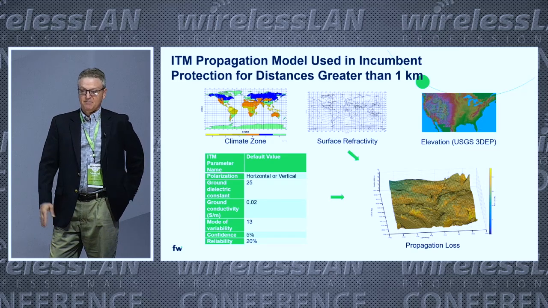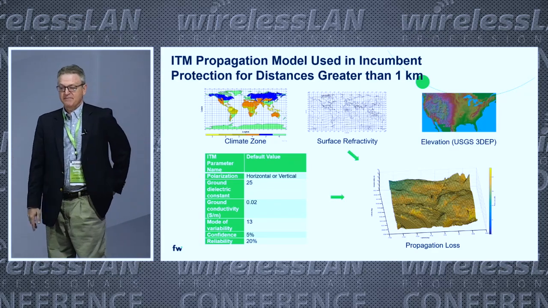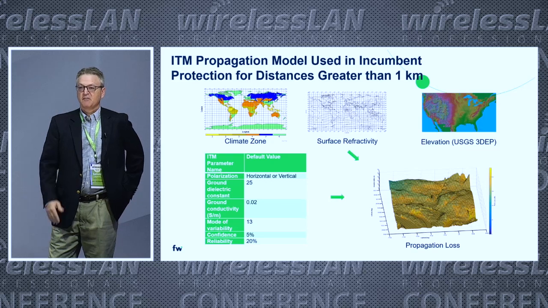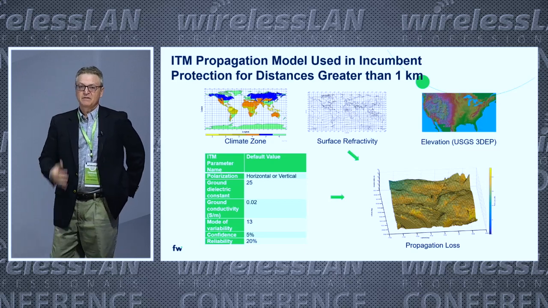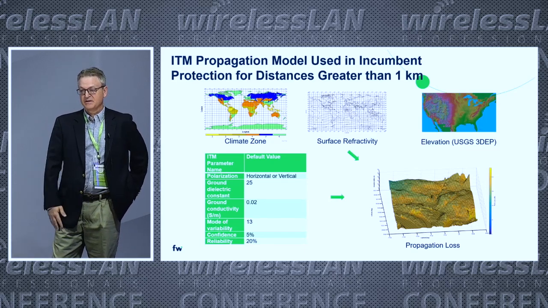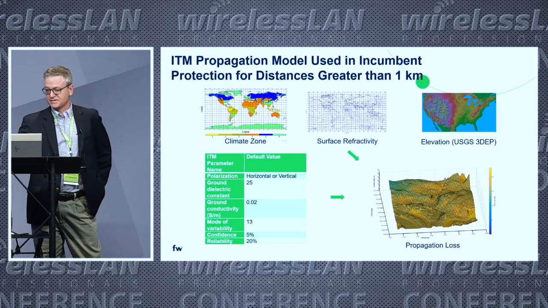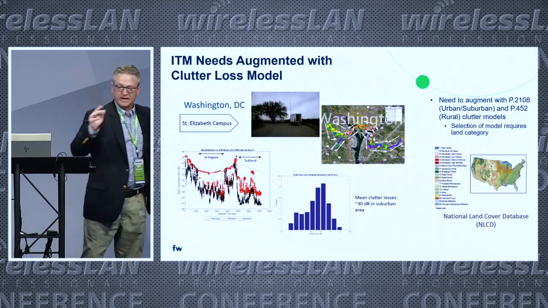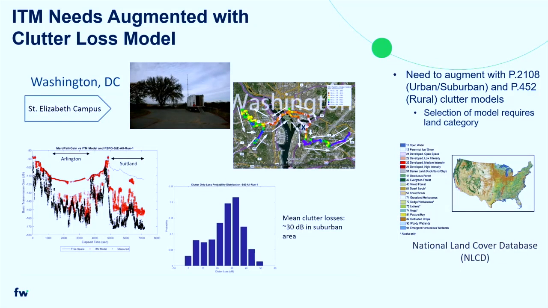Most notably, you'll see here, if you know ITM, we're using a confidence of 5% and a reliability of 20. So we went with a pretty conservative set. That was at the insistence of incumbents, so that's why we ended up with that. But that's what the AFC uses for distances greater than 1 kilometer. One thing I did want to note about the ITM is it's really good for modeling propagation loss over terrain, but not so good at accounting for clutter. That's clutter from buildings, trees, whatnot.